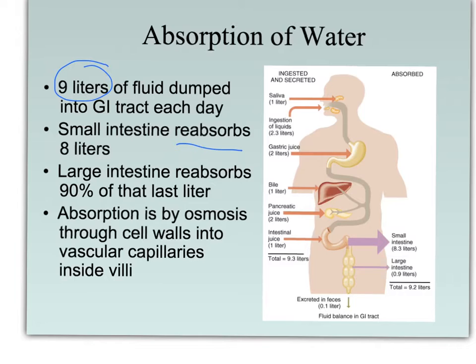So this diagram is kind of showing we produce about 1 liter of saliva a day, plus any liquids we ingest, plus our stomach produces a couple liters of gastric juice, and so on and so forth. So most of that is going to get reabsorbed right away in the small intestine. And then of that last liter that's left, the rest of it is going to get absorbed in the large intestine. Most of it, 90% of it. So there's not going to be a whole lot of liquid left in the large intestine when it gets to the rectum and is ready to be eliminated.